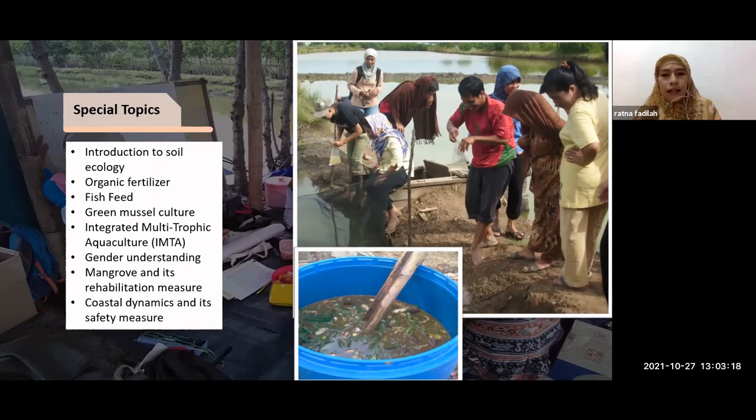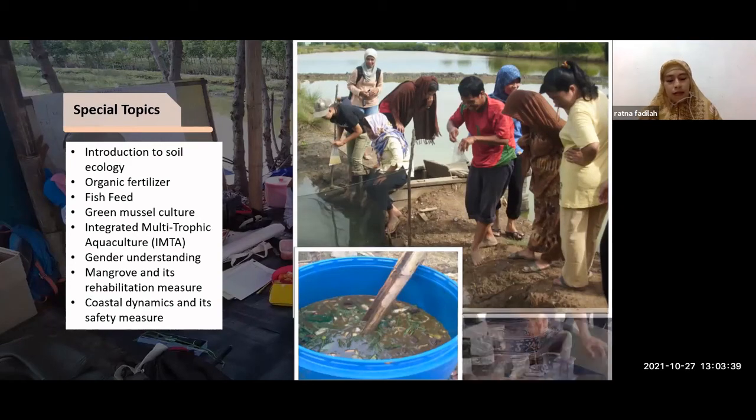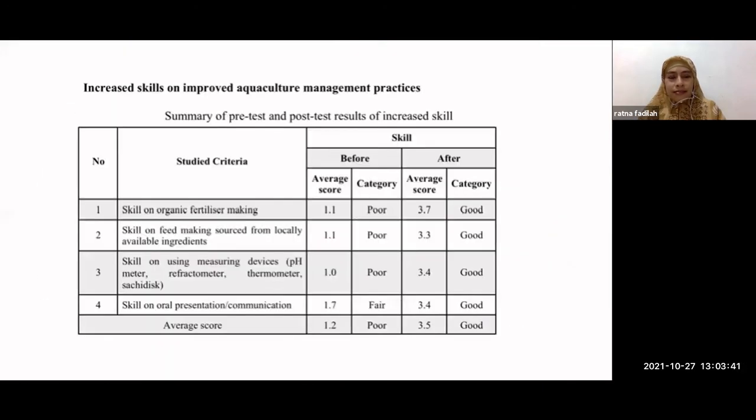So the most important thing is that the farmers know the relationship between the agroecosystem and the fish or the shrimp. Maybe that is my presentation. Thank you for your attention. Thank you.